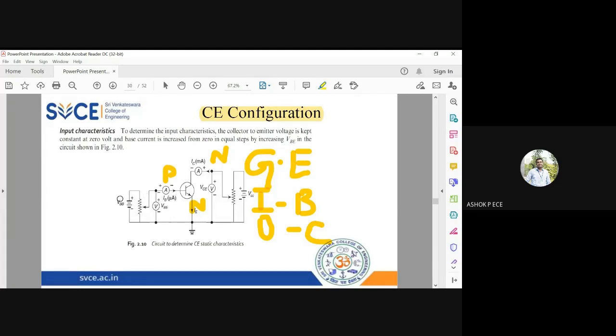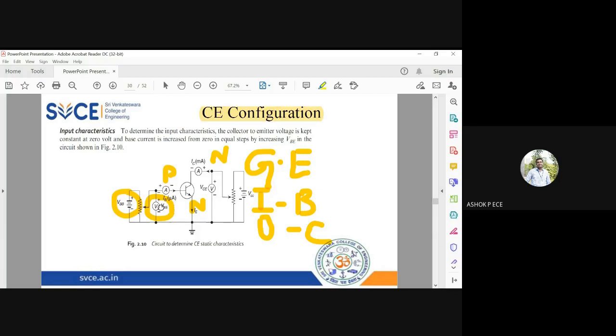Now I am going to determine the polarity. You know, emitter base junction is forward bias. Forward bias means same polarity: P positive, N negative. So this voltage source will be a normal voltage source, and the voltmeter will be a normal voltmeter, VBE. VBE, because I'm measuring across B and E.